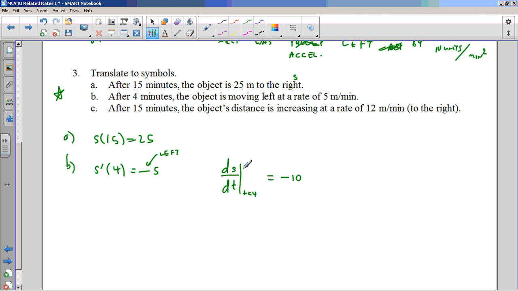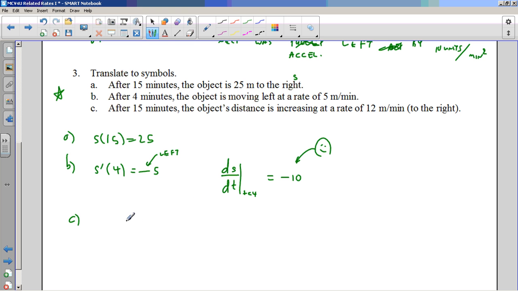So these two are equivalent statements. This is what we're going to get used to today more and more, okay? Hopefully you're getting more and more comfortable. After 15 minutes, the distance is increasing at a rate of 12 meters a minute to the right. The object's distance is increasing. The distance is increasing at a rate.